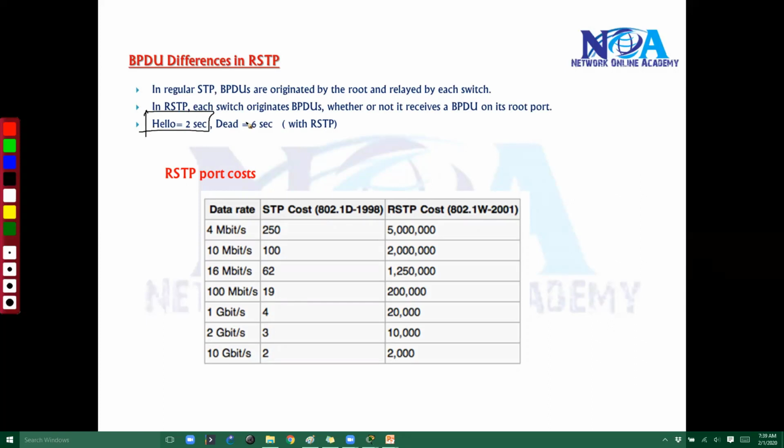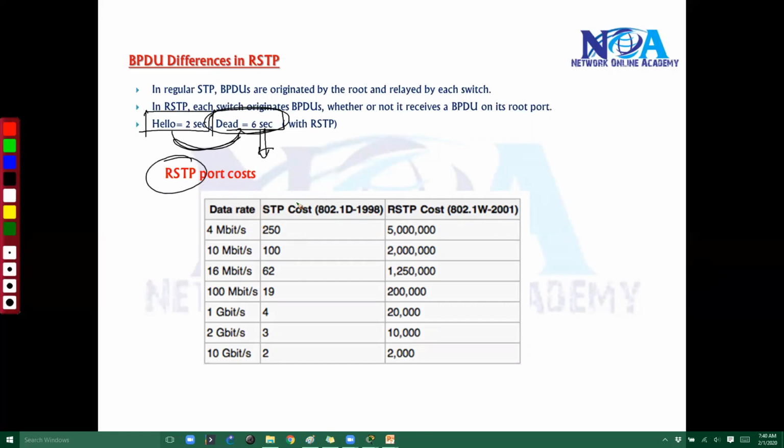And also the timer is different. The hello timer is 2 seconds, same, but the dead time is 6 seconds max. That is one more difference. And additionally, you will have something like the cost values will change.